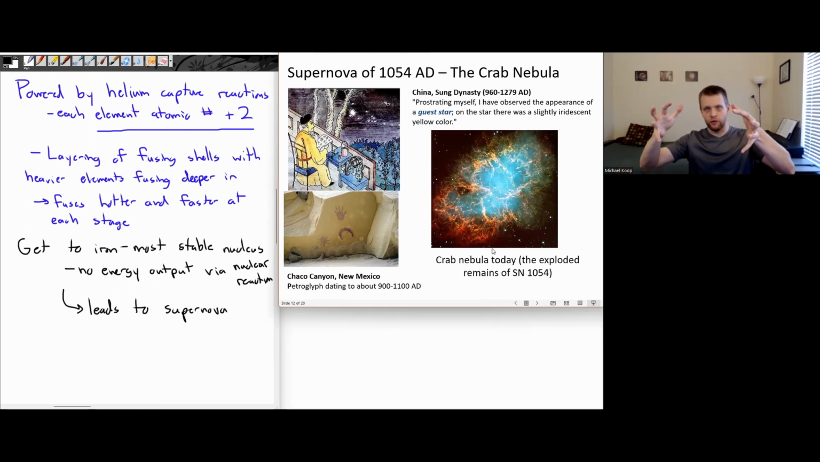We can observe how fast those exploded remains are moving away from the source. And if I know how fast those are moving, and I know how far they've moved, we can basically mathematically rewind the clock and figure out when this thing exploded. And that was in the year 1054.